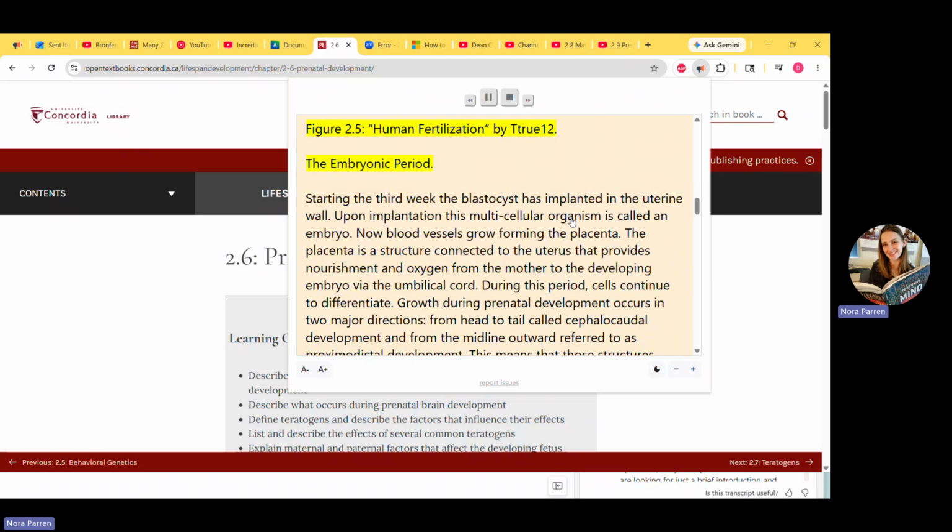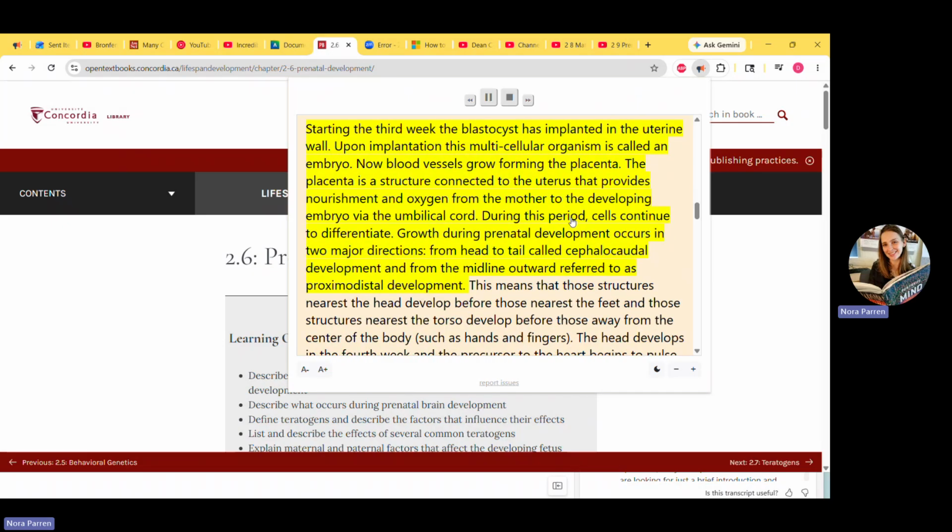The embryonic period. Starting the 3rd week, the blastocyst has implanted in the uterine wall. Upon implantation, this multicellular organism is called an embryo. Now blood vessels grow, forming the placenta. The placenta is a structure connected to the uterus that provides nourishment and oxygen from the mother to the developing embryo via the umbilical cord. During this period, cells continue to differentiate.